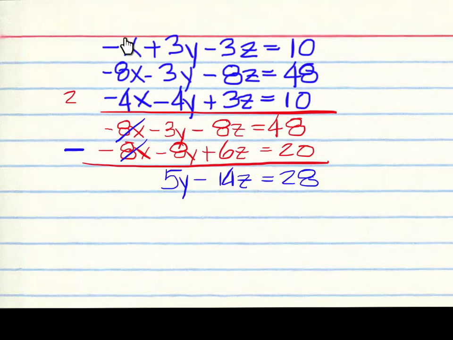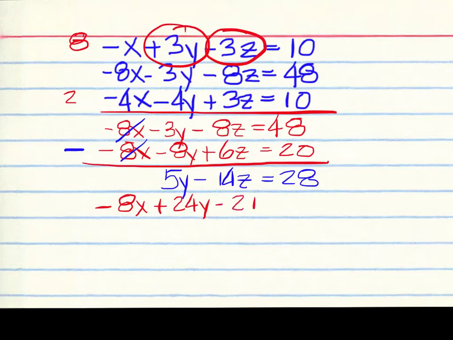Top two, yeah. These two up here, and I have a -1 and a -8. What should I do? I can multiply this top equation by 8, so it'll give me a -8 here to match this one. So 8 times -x is -8x. And then 8 times 3y is 24y, and 8 times -3z is -24z, and 8 times 10 is 80.